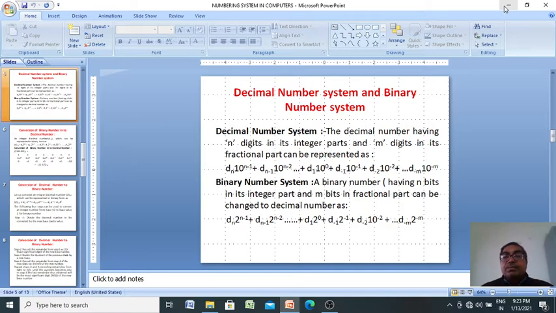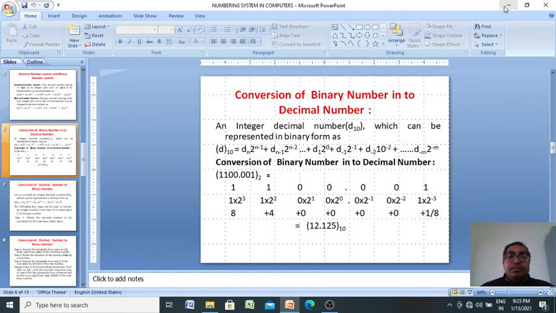While the binary number system has only two digits, 0 and 1, with radix 2, it has n integer digits and m fractional digits, so it can be represented as d_n 2^(n-1) + d_(n-1) 2^(n-2) + ... + d_0 2^0 + d_(-1) 2^(-1) and so on. Now, the main purpose of this lecture is to learn how we convert a binary number into a decimal number and a decimal number into a binary number.